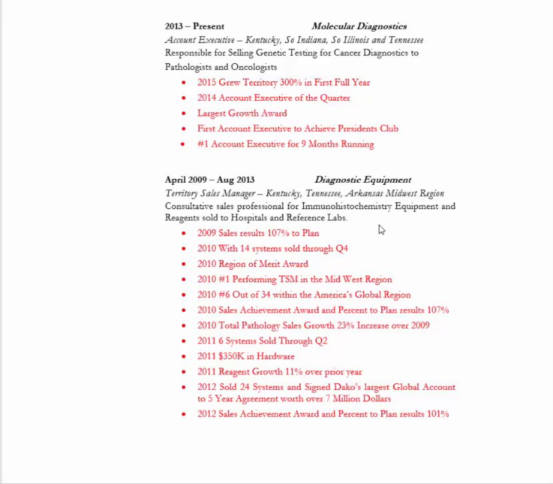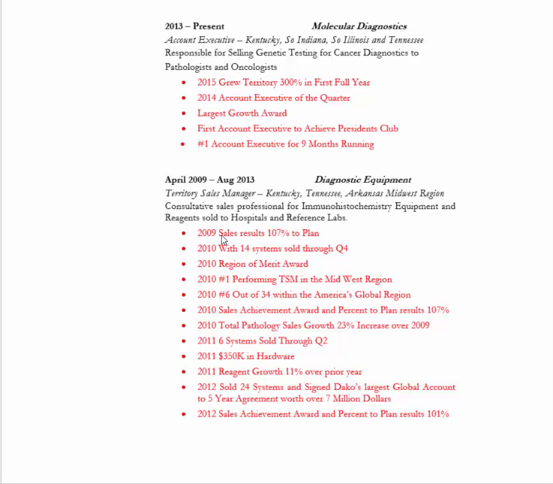So this gentleman says, hey, I sell capital equipment and reagents, and I sell them to hospitals and reference labs. So I have relationships with hospitals and reference labs, and I know how to sell capital equipment and reagents. That's all you have to say. But you do want to accomplish that in the first line after the company. Then the rest, just like this gentleman has here, can be in chronological order.